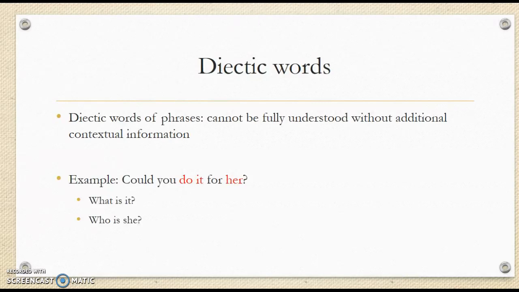Deictic words. These are words and phrases that we use in sentences that cannot be fully understood without additional contextual information. Could you do it for her? You understood what I'm asking you. You get that I'm asking you to do something for her, but you don't know what I'm asking you to do, and you don't know who her is. So think about that for our English language learners as well. If somebody uses a phrase like this, they need more explicit information. Do what for whom?